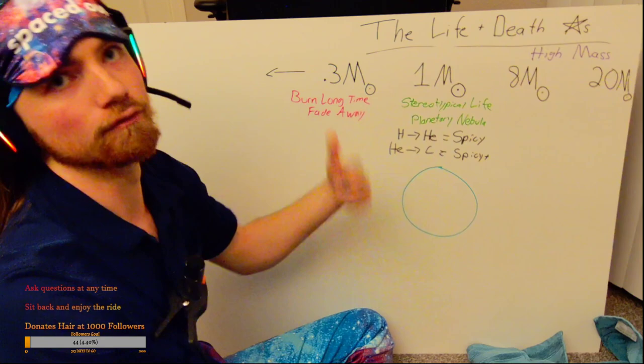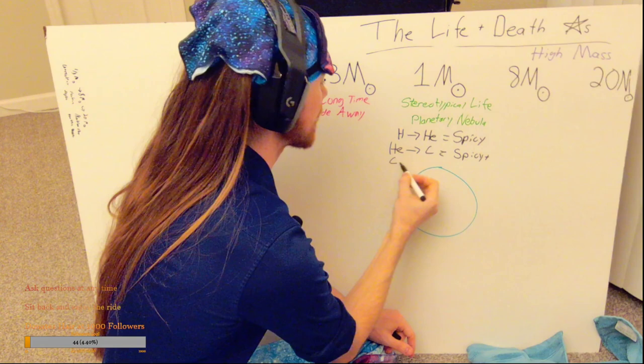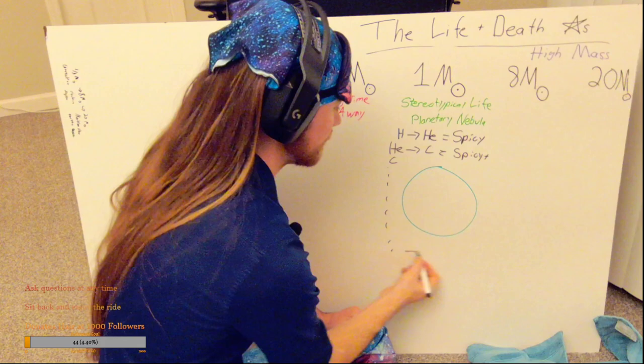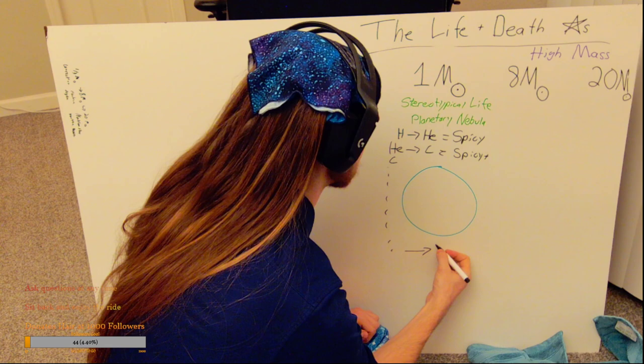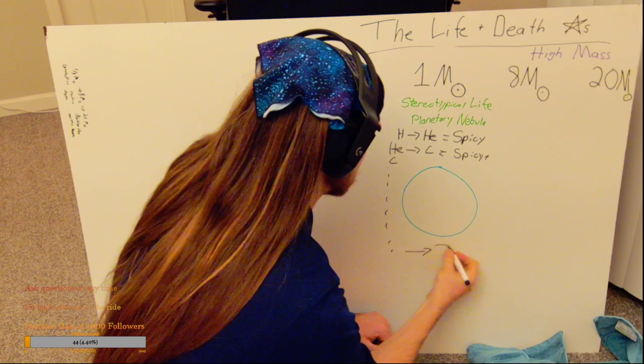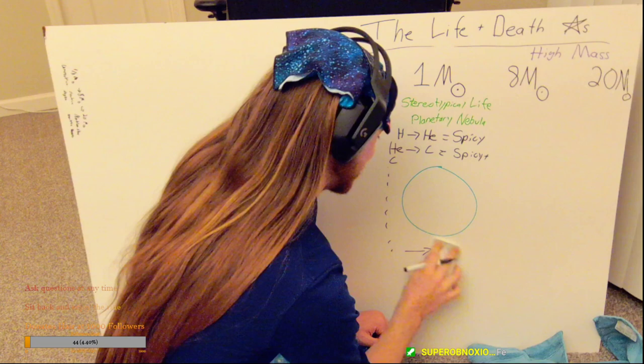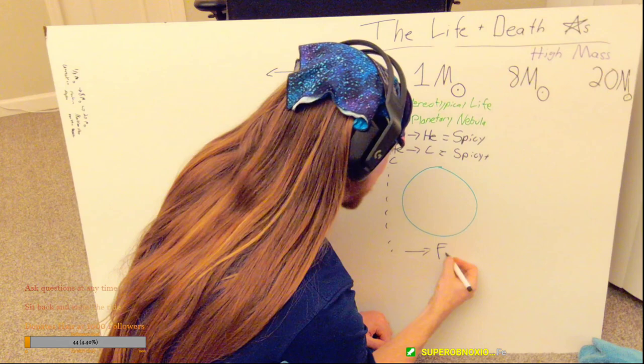What changes is now we can fuse that carbon and all kinds of other elements together until we eventually go towards iron. What is iron? It's not PB, that's lead. Don't eat my peanut butter sandwich. I'm just gonna write out iron then. Do you know what it is? Fe. That's right, thank you. Fe. All the way until iron.